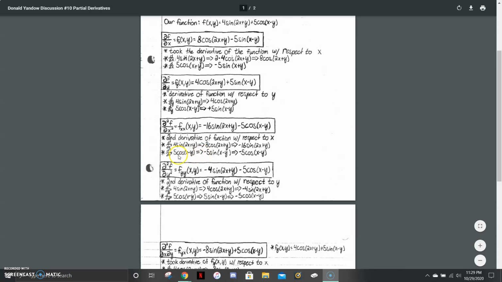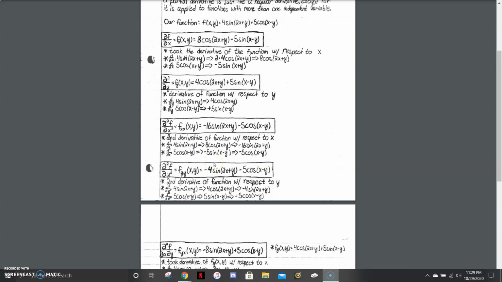And for the other part, we have 5 cosine of x minus y. Taking the derivative, we get negative 5 sine of x minus y. And then taking the derivative again, we have negative 5 cosine of x minus y.